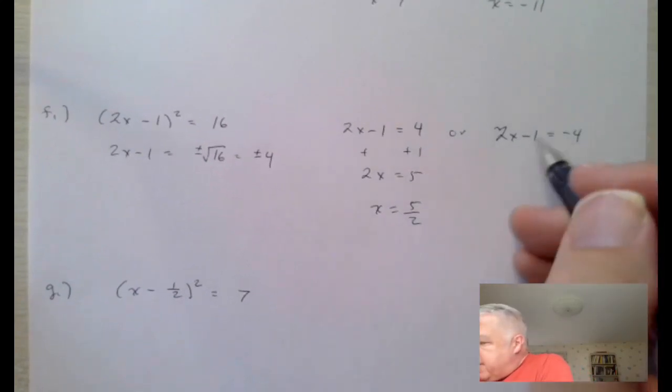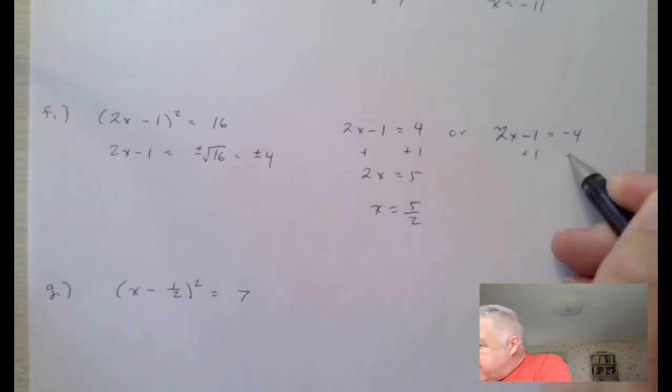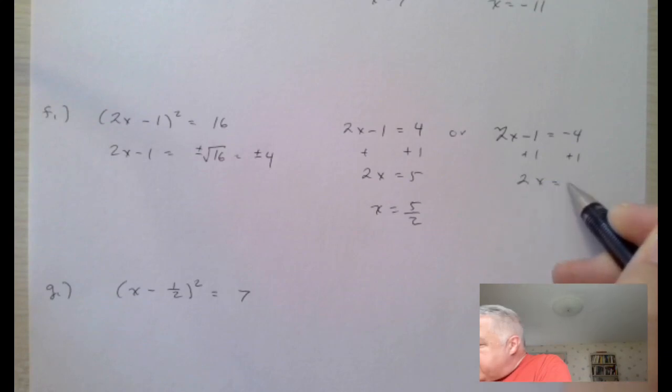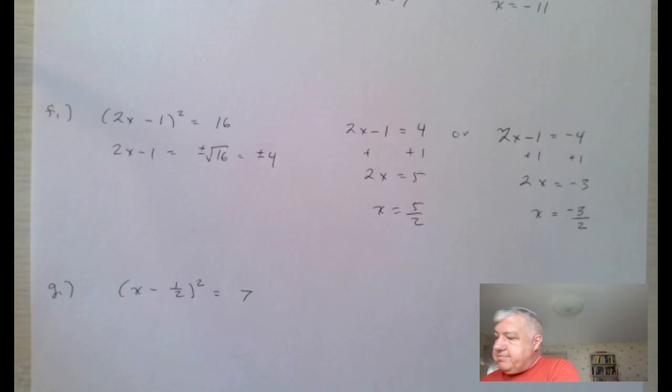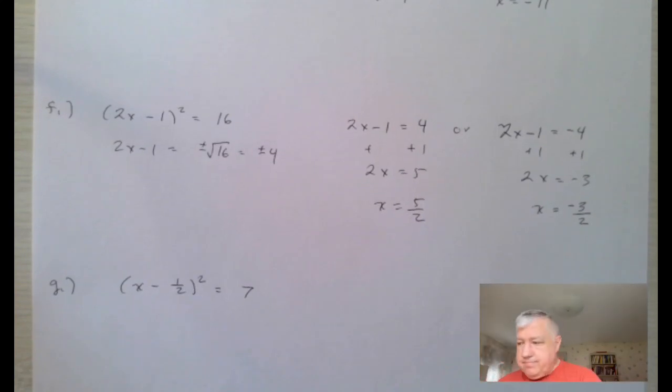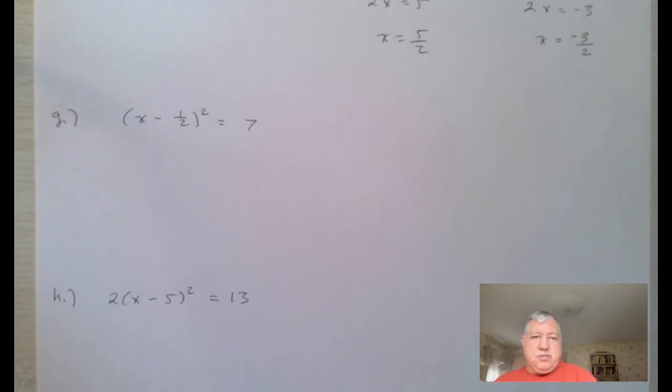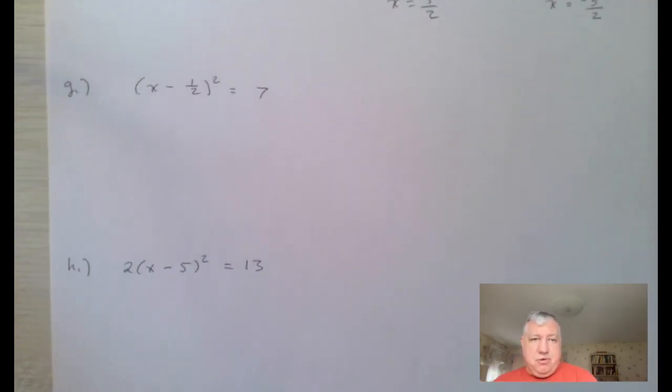2x minus 1 is negative 4. We add 1 to both sides again. We get 2x equals negative 3. So x equals negative 3/2. Okay. I encourage you to pause the video, maybe try the next two on your own.